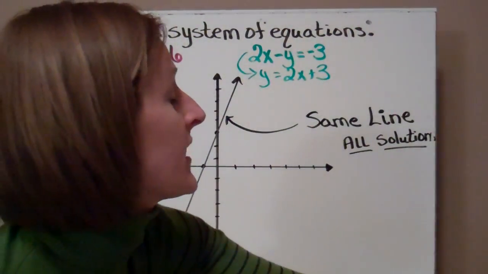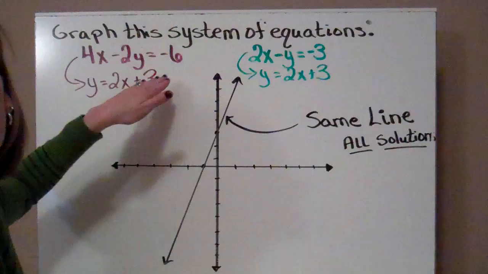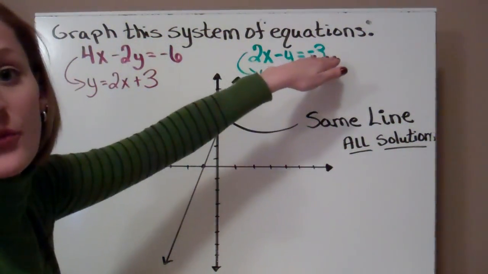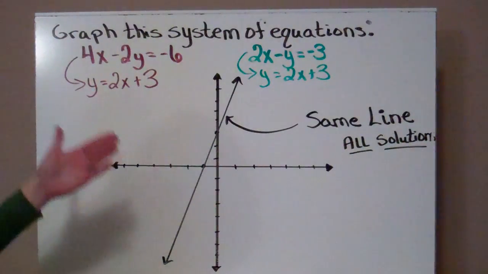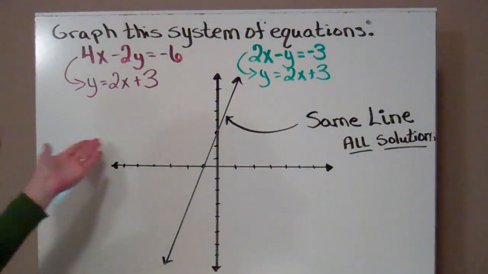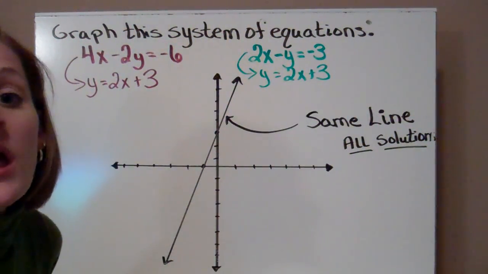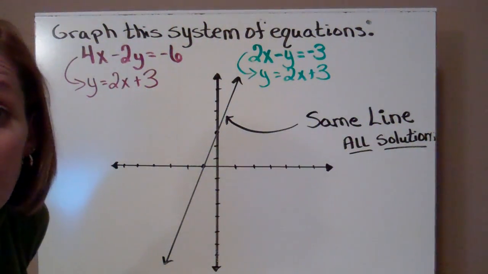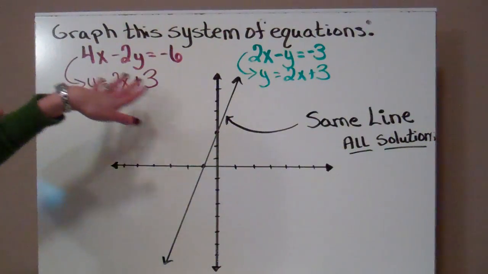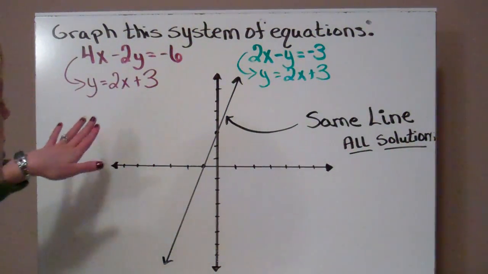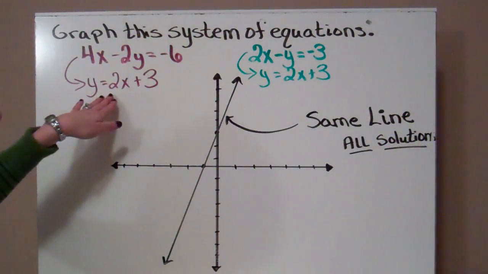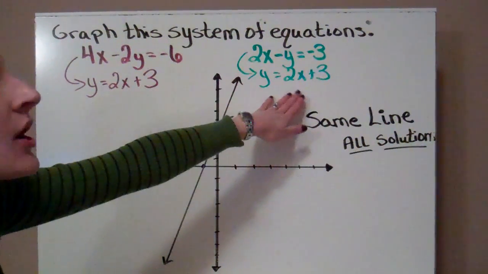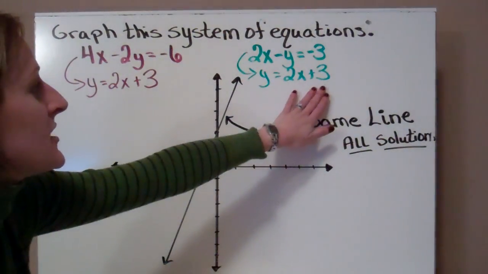Alright, let's look at another one. One where we have 4x minus 2y equals negative 6, and we have 2x minus y equals negative 3. Now, notice in both of them, they're not in slope-intercept form. You can use any way you want to graph them. I always like using slope-intercept form, so I'm going to solve both of them for y. Notice when I do that, I have y equals 2x plus 3 in this equation. Here, I also have y equals 2x plus 3.